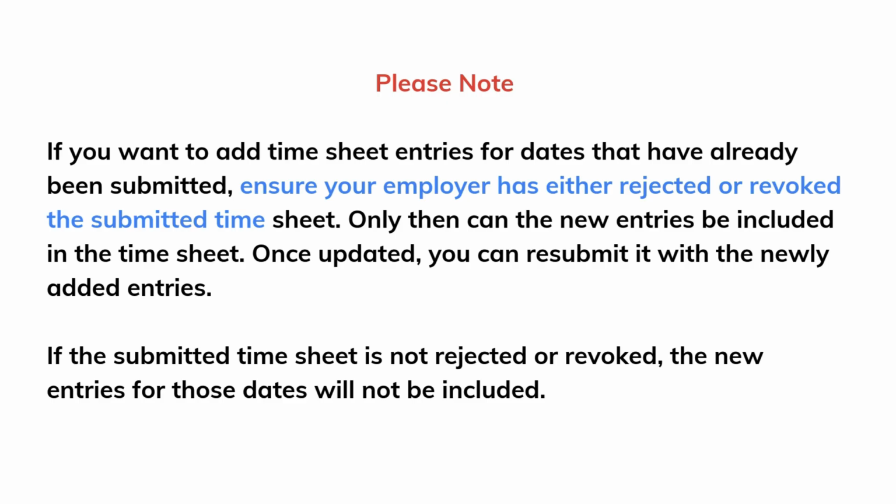Please note, if you want to add timesheet entries for dates that have already been submitted, ensure your employer has either rejected or revoked the submitted timesheet. Only then can the new entries be included in the timesheet. Once updated, you can resubmit it with the newly added entries. If the submitted timesheet is not rejected or revoked, the new entries for those dates will not be included.